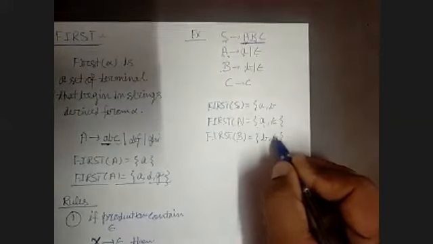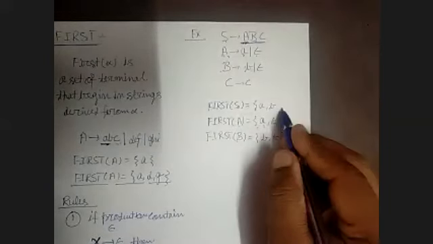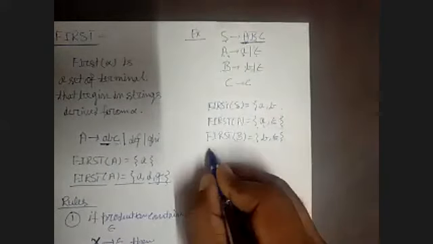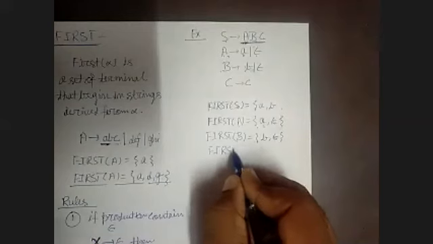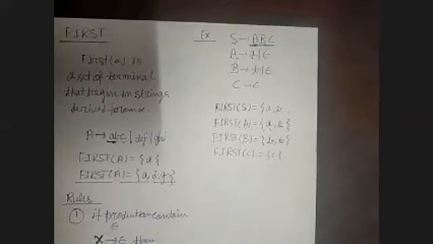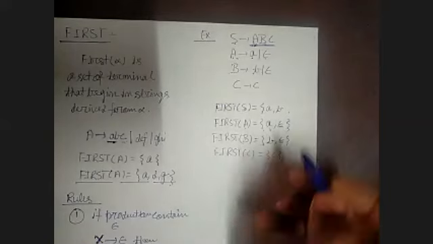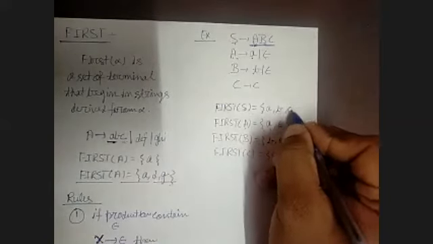So again, we're talking about the first of S. First of B is b, and first of B contains epsilon. So this part is not complete. We check the first of C. First of C is not yet available, so we first find out the first of C. First of C is a single terminal symbol, small c. So this is the only first of C. Now in first of C there is no epsilon, so we write down c and there is no epsilon. So this part is complete.